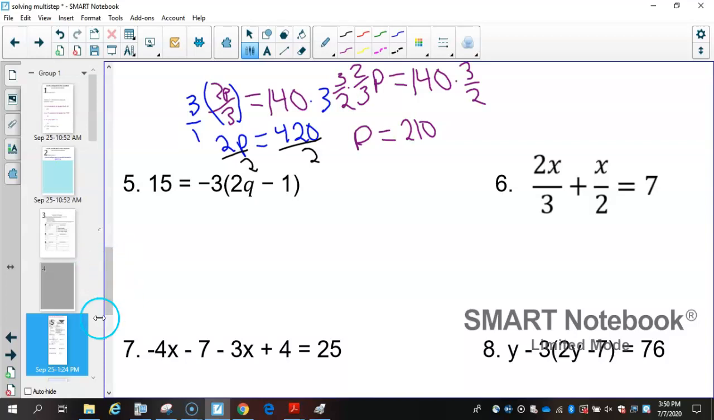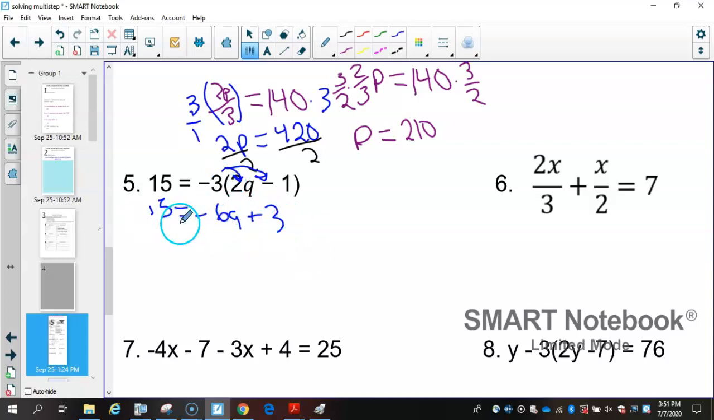Now, in this first example, I am going to show you how the rules or the steps would have you do it. And that first step is to distribute. So if you did that, you'd have 15 equals, we are multiplying here, so negative 6q. Now, when you multiply a negative times a negative, what does that get you? Should be a positive, always. 2 negatives always makes a positive. Just keep that in mind.